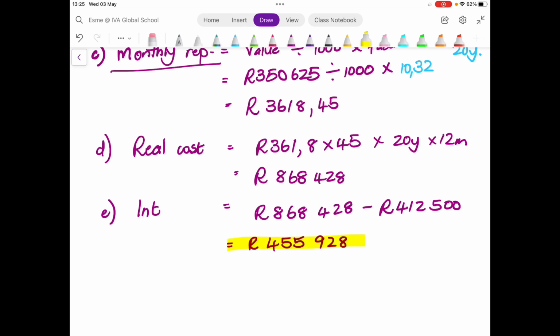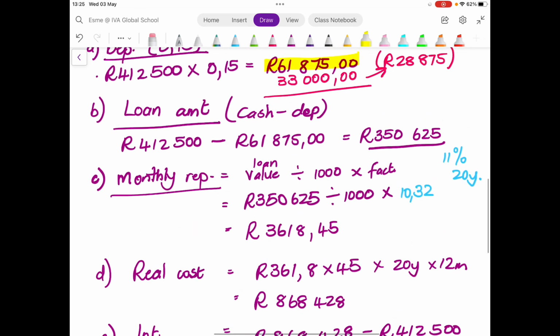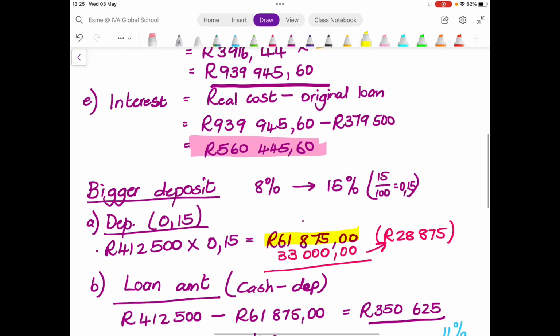So let's have a look at our interest. Our interest is how much more? So that was 455, and this one was 560. So it's more than 100,000 less. That is what happens when you pay a bigger deposit.